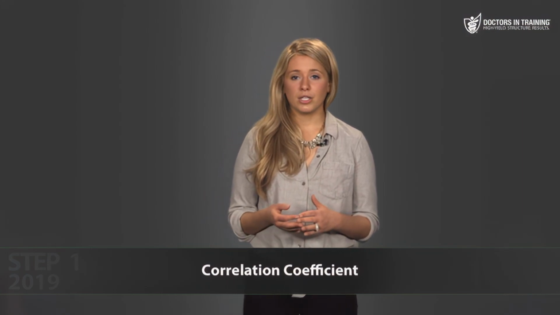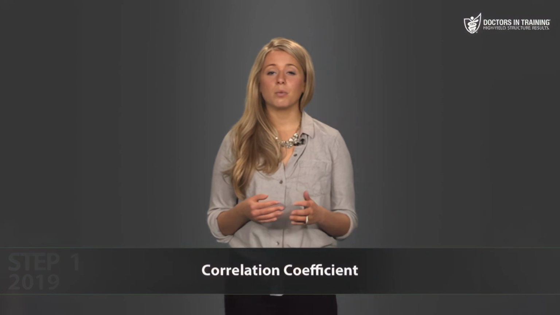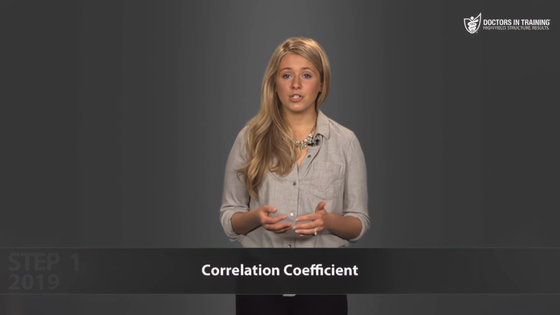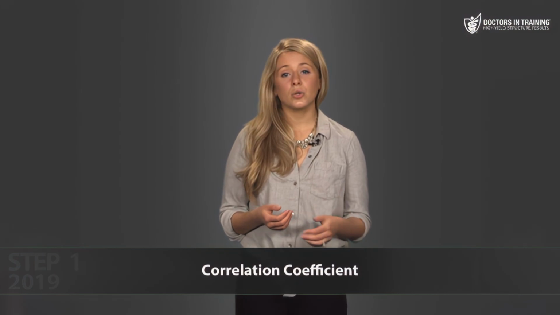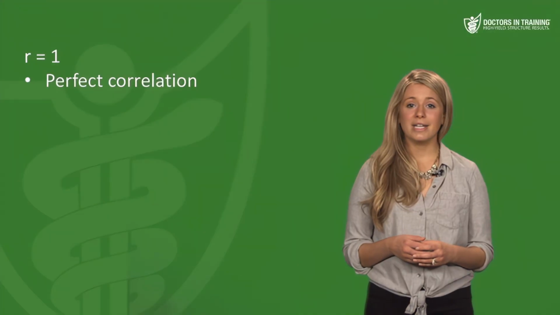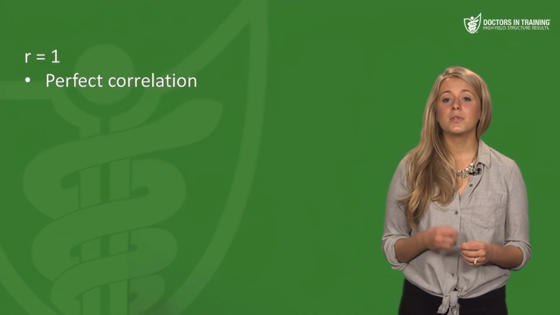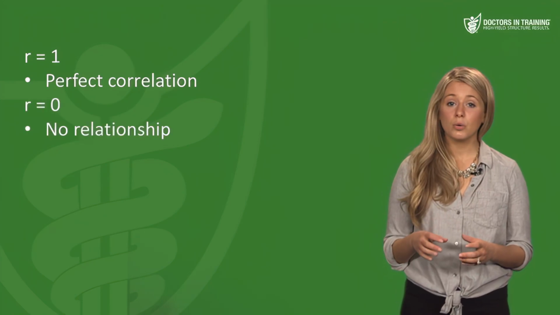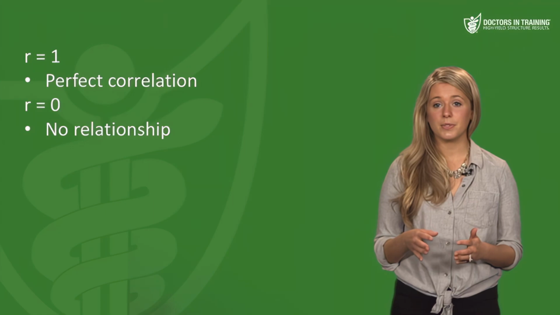The value for the correlation coefficient will fall somewhere between 1 and -1. The closer the absolute value of the coefficient is to 1, the stronger the correlation between the two variables. An r of 1 indicates perfect correlation between the two variables, whereas an r of 0 indicates that there is no relationship between the two variables.